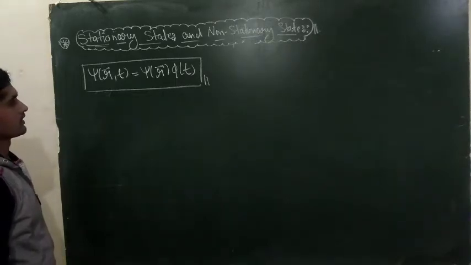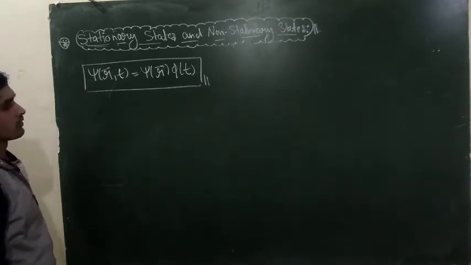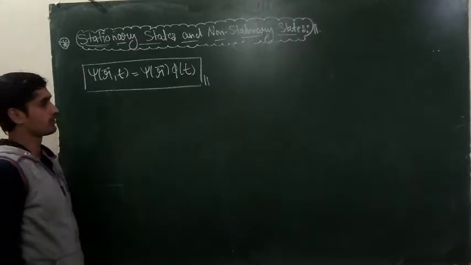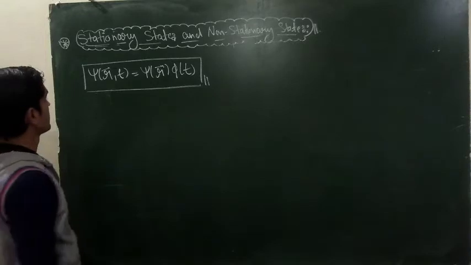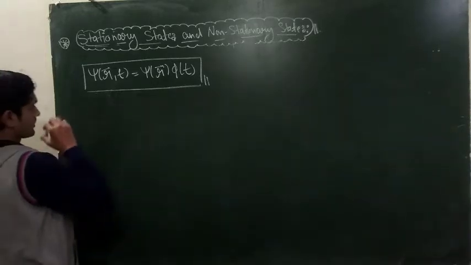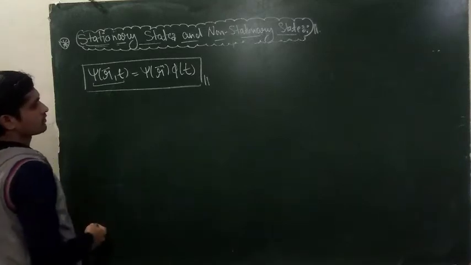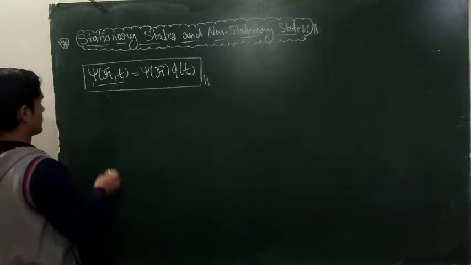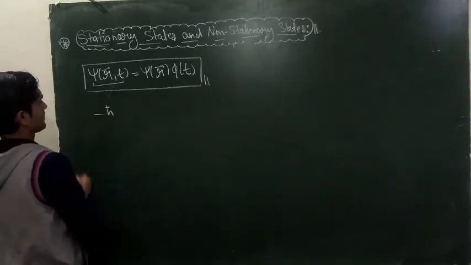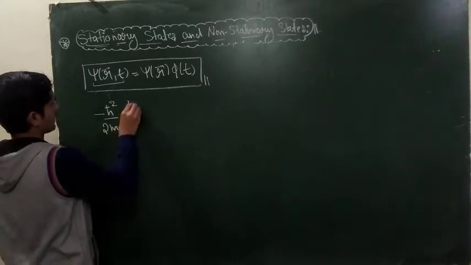Now it has very interesting consequences, and I will show you what they are. We will do a very simple calculation and we'll see why these states are called stationary states. To get this particular wave function, we need to solve the Schrodinger equation, in general the time-dependent Schrodinger equation. Let me write it for one-dimensional motion. The time-dependent Schrodinger equation can be written as this.